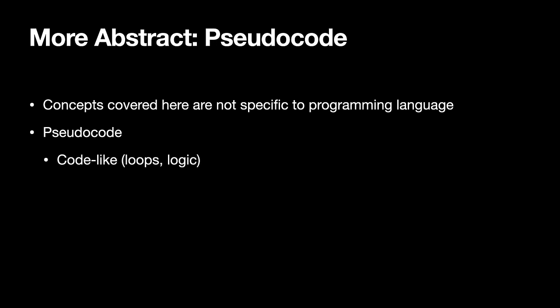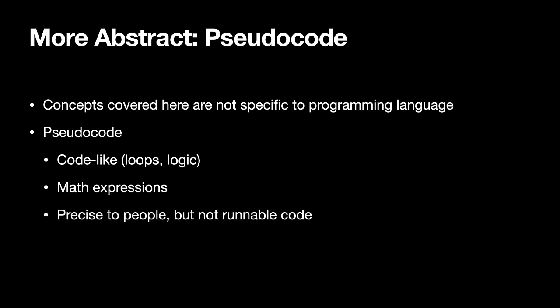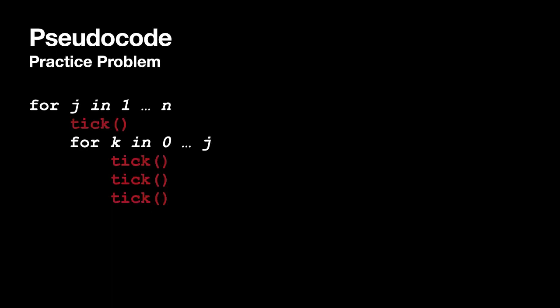So this makes it a little bit easier to express complex ideas, but we're still going to be precise. So pseudocode has code-like conventions like loops and if statements and basic logic. Pseudocode often allows more powerful mathematical expressions and different set of mathematical symbols than are usually allowed in code. But it's still precise to people. People can look at it and know exactly how to translate it into an actual functional computer program. But pseudocode itself isn't runnable code.